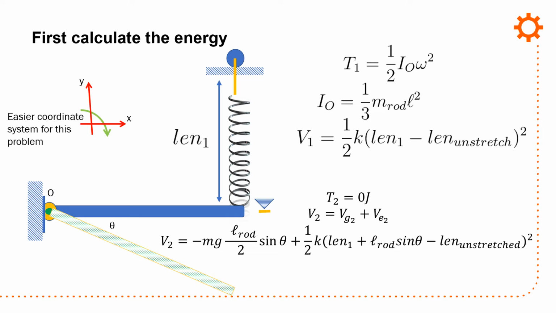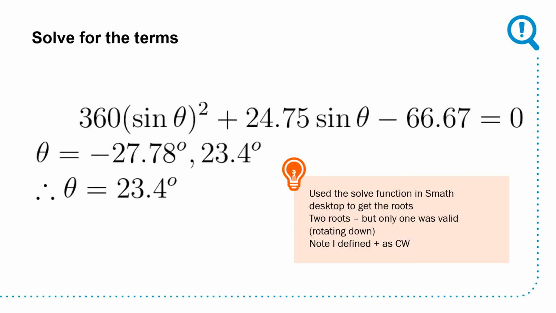I'm just trying to cheat a little bit. I know where the triangle starts, and I just want to cover the last little bit, which is associated with the rod and the angle. That's all I'm doing here. So if I do that and substitute in all the terms, I'll get two results, either minus 27.78 degrees, and since I've defined negative as counterclockwise, that would mean the rod has gone up, or 23.4 degrees.